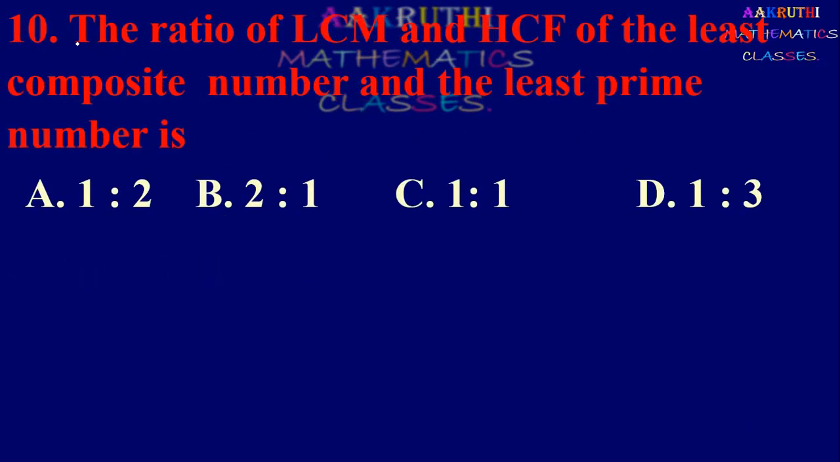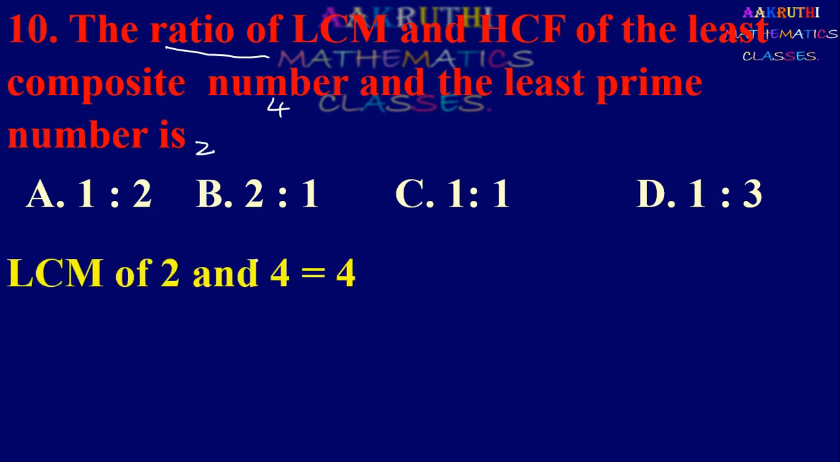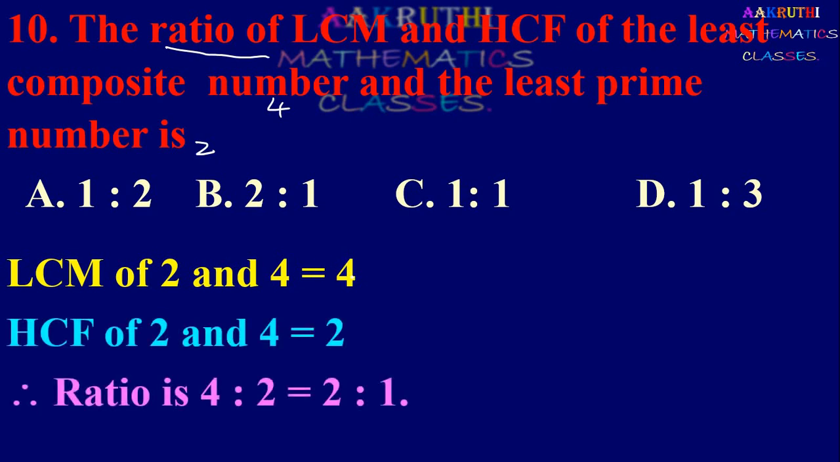So next question, question number 10. The ratio of LCM and HCF of the least composite number and the least prime number is. We have to find the ratio of LCM and HCF of the least composite number, which is 4, and the least prime number, which is 2. We have to find LCM and HCF first, then find the ratio. So LCM of 2 and 4 is 4, and HCF of 2 and 4 is 2. Therefore, the ratio of LCM and HCF is 4 is to 2, which is the same as 2 is to 1. So which is option B. So here the correct option is option B.